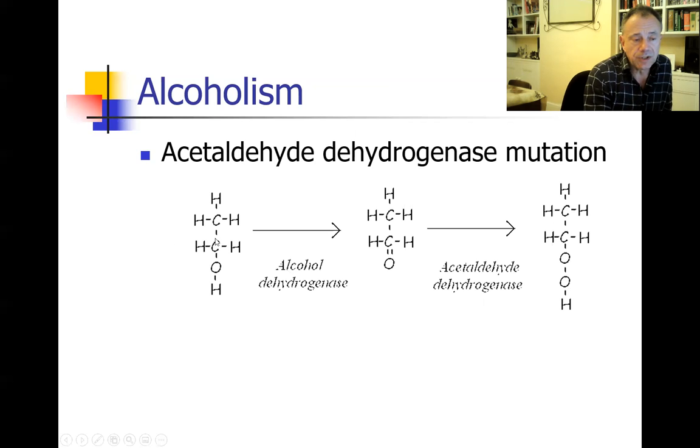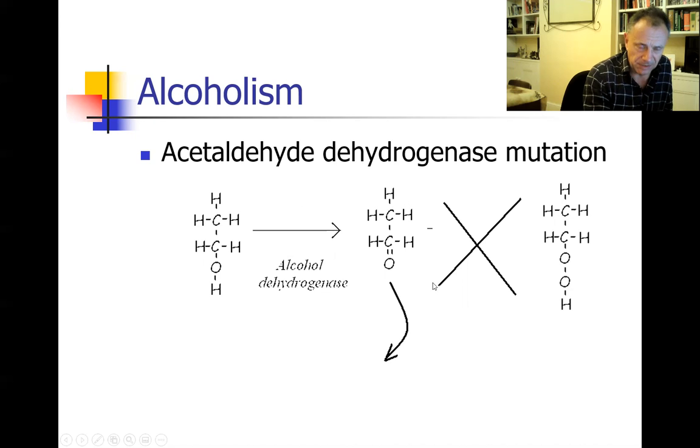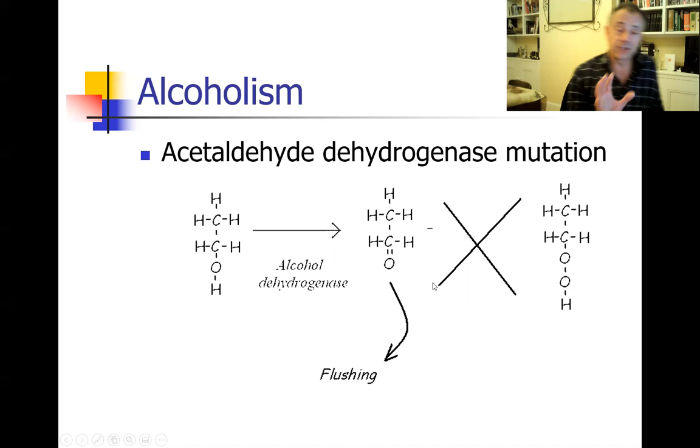So this is how alcohol is usually metabolized. You turn wine into vinegar. You oxidize the alcohol to acetaldehyde with alcohol dehydrogenase, and then you oxidize the acetaldehyde to vinegar, acetic acid, with acetaldehyde dehydrogenase. If you have a mutation in your acetaldehyde dehydrogenase, which in some populations is very common, then you can't do this step. And so you end up with circulating acetaldehyde. And you do not want to have circulating acetaldehyde.